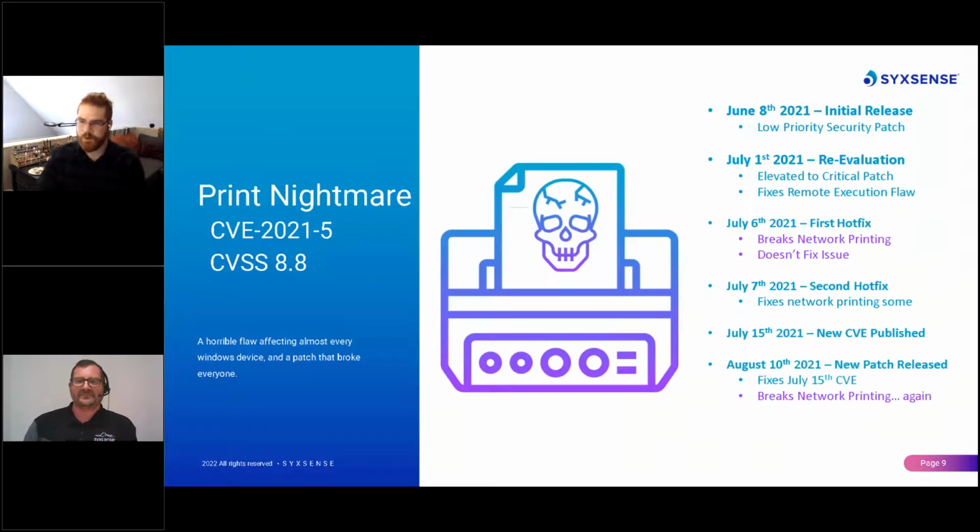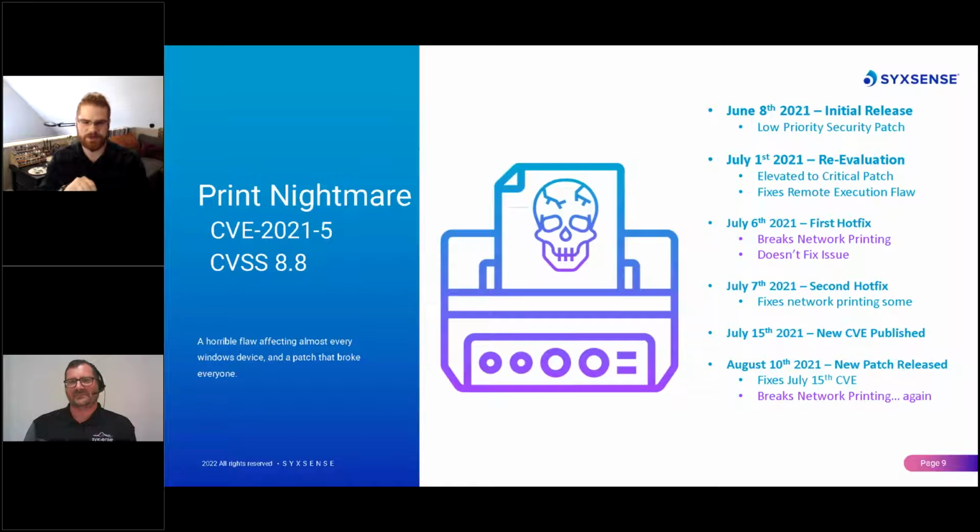Awesome. Let's move on to PrintNightmare. Frankly, this is as much a story of the vulnerability as it is a story about the response to the vulnerability. On June 8th, 2021, Microsoft released a low priority security patch for CVE 2021-1675. It was a minor security flaw which they found in the print spooler service, which needed to be addressed. It allowed for privilege escalation, but only on the local device, and it was hard to execute with a bunch of prerequisite conditions.